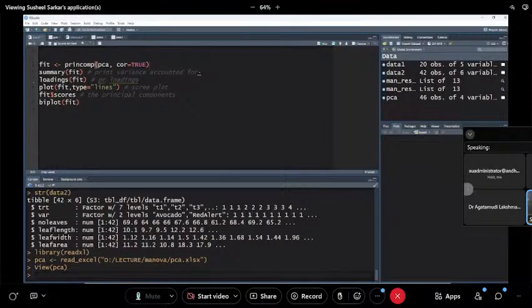Now, here, this is the name fit, and this is the function princomp, which will do principal component analysis for us. This PCA is the name of my data set, and this cor equal to 2 is correlation. Now, when we deal with principal component analysis, we can go with correlation, we can go with covariance. Now, the question is when to go with covariance and when to go with correlation. Any guesses?